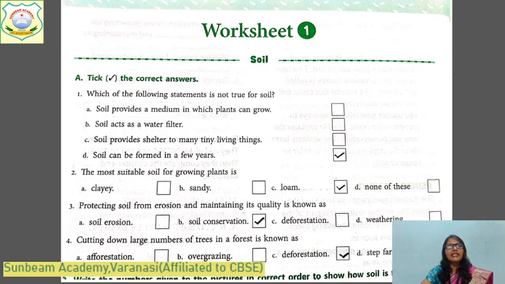Which of the following statement is not true for soil? Soil can be formed in a few days. You have to write the answers. How you will write in your notebook? You will write the question and write the correct answer. You have to solve it in your fair notebook. This is not in your book. Don't go to search in your textbook.